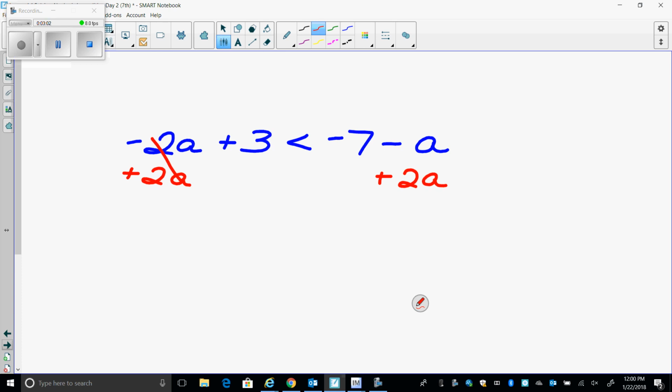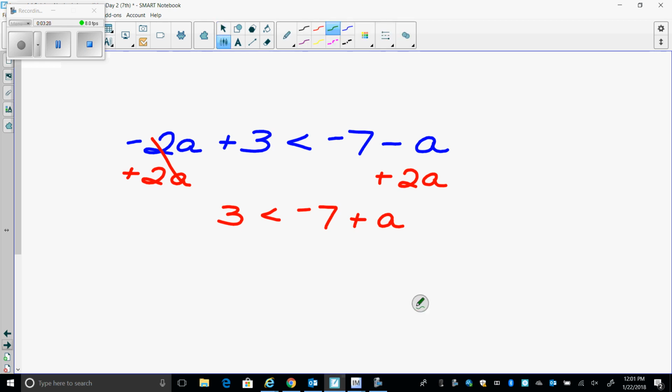Now we bring everything down that we haven't used. So I still have 3 on the left-hand side. The inequality remains the same. You never flip the sign when you're dealing with addition or subtraction. Negative 7 we haven't used, bring that down. And then negative a and a positive 2a just gives me a positive a, so plus a.